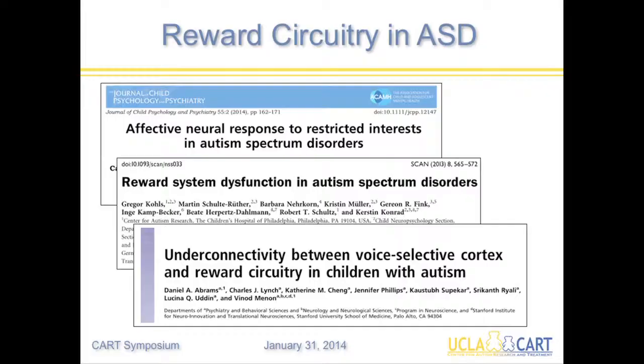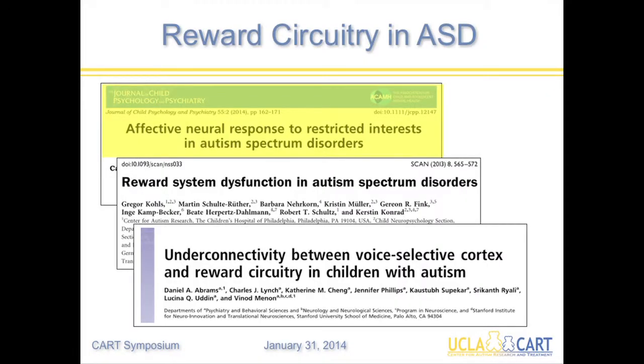Here, I told you I was going to start with telling you a little bit more about some recent reward studies. We have done some early work. I think we were the first to publish evidence of hyper-responsivity, reduced responses in the reward circuitry. But since then, there have been a flurry of other studies. Our study was published in 2010.